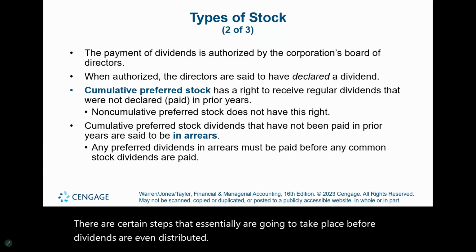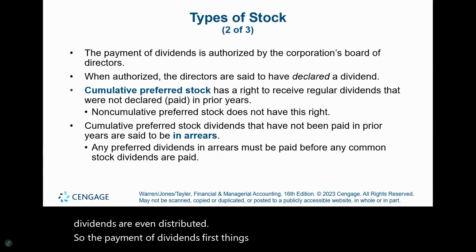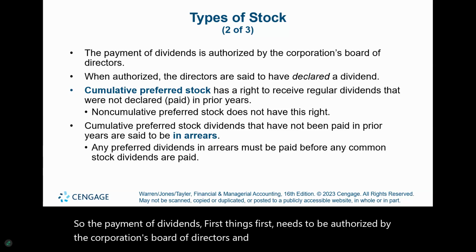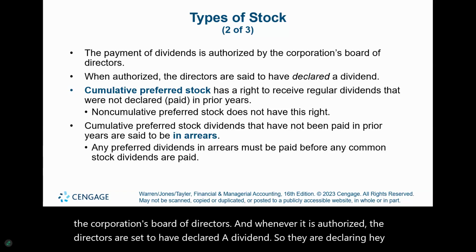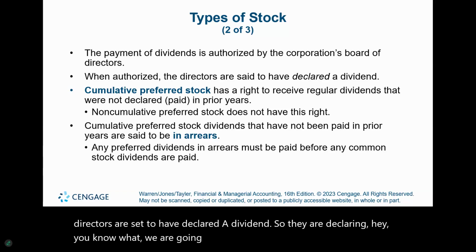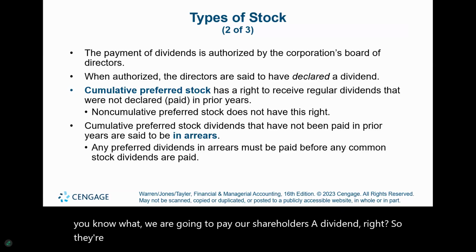So the payment of dividends, first things first, it needs to be authorized by the corporation's board of directors. And whenever it is authorized, the directors are said to have declared a dividend. So they are declaring, hey, you know what? We are going to pay our shareholders a dividend, right? So they're basically making the commitment to do such.